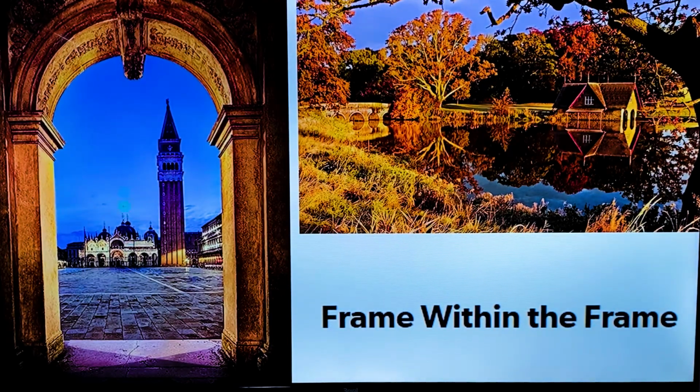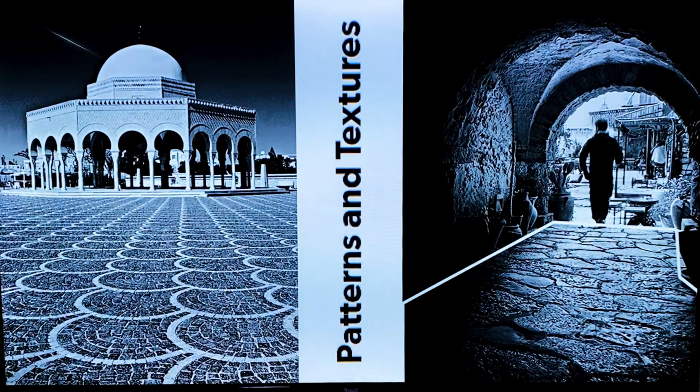Cool. The other composition technique we need to look at is frame within a frame. So our subject here is this building, but you can see we are using the doorway arch of another building to frame it. It's a unique way of framing things, and it draws your eyes. Same thing here, we are using this tree to frame the house and the lake. So this is called frame within a frame.